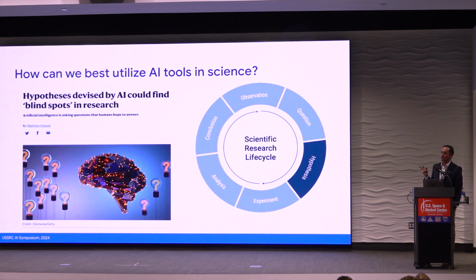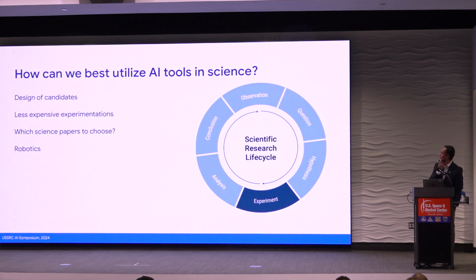Here's an example that was published in Nature recently. It found that hypotheses devised by AI were able to find blind spots in research. This is an interesting article. There are also tools like, I think it's called Hypothesis Maker, that's completely based on GPT-4. It's able to take certain questions from users and formulate a research plan for you, all the way from hypothesis to data analysis.